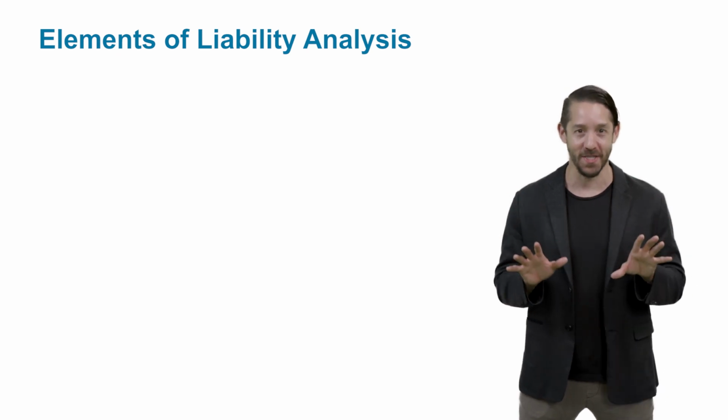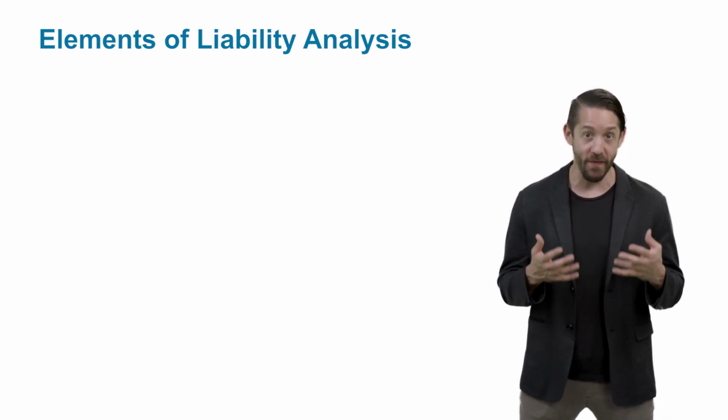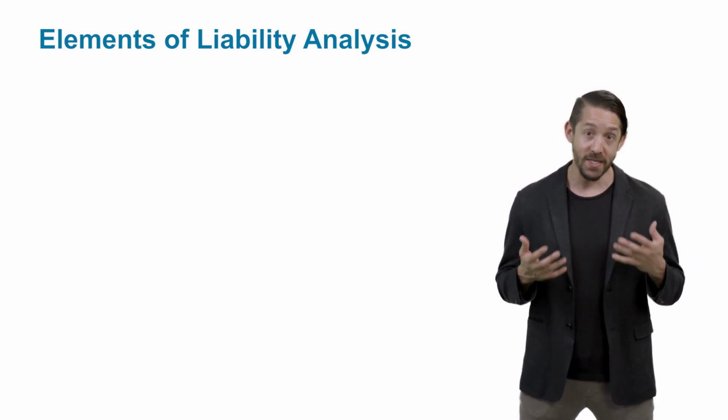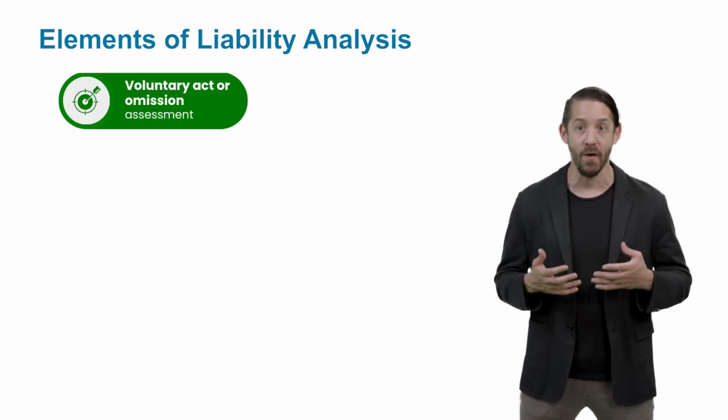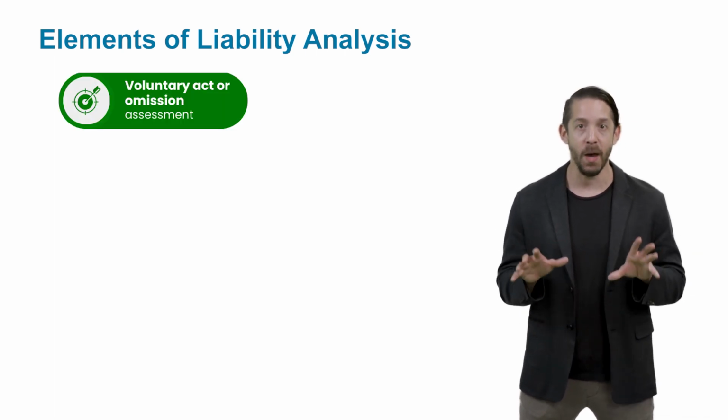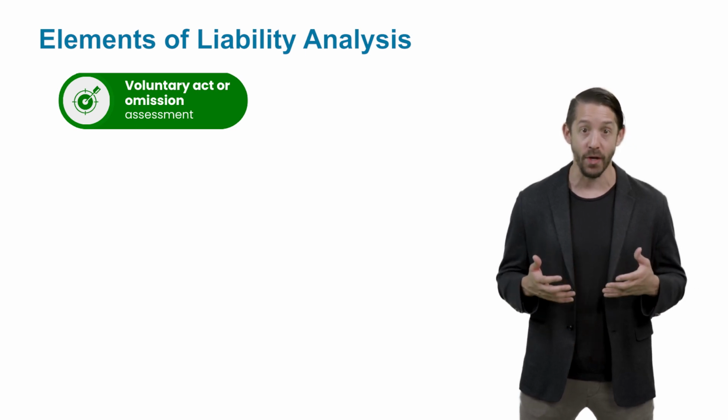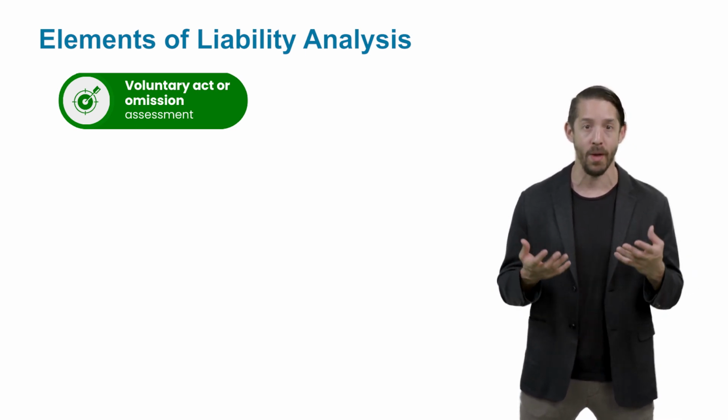But in terms of your analysis, the first thing you should do is look at the facts and law you've been presented with, and then assess whether the defendant engaged in a voluntary act or omission. Because it's just about always going to make sense to start your liability analysis with the voluntary act requirement.